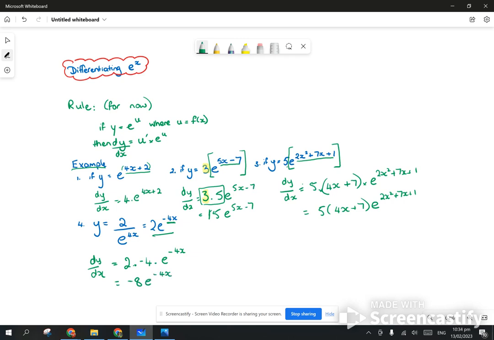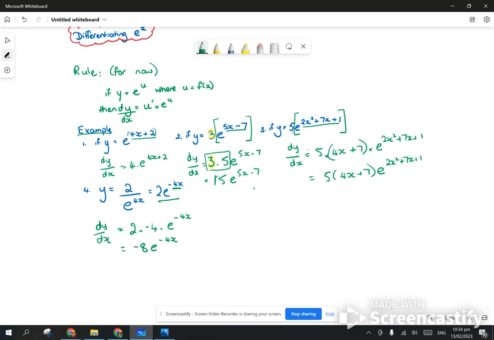Now that's really pretty, but if you really want to be fussy, the original function has a fraction, so I'm going to write negative 8 over e to the 4x underneath with a positive power. So if you look at the original one, it looks like it has a power which is positive. Okay, so that's how we do those.